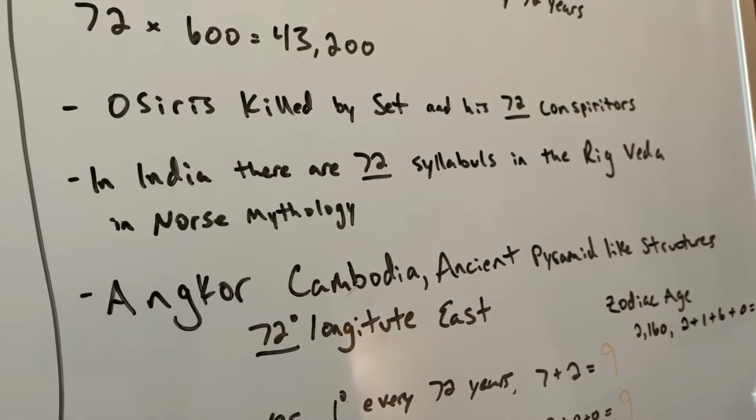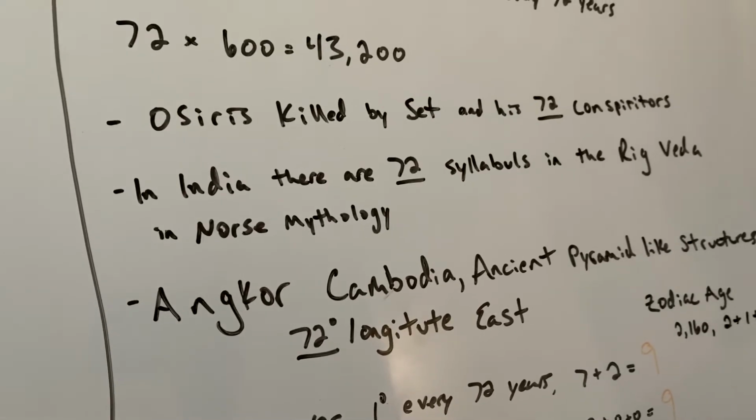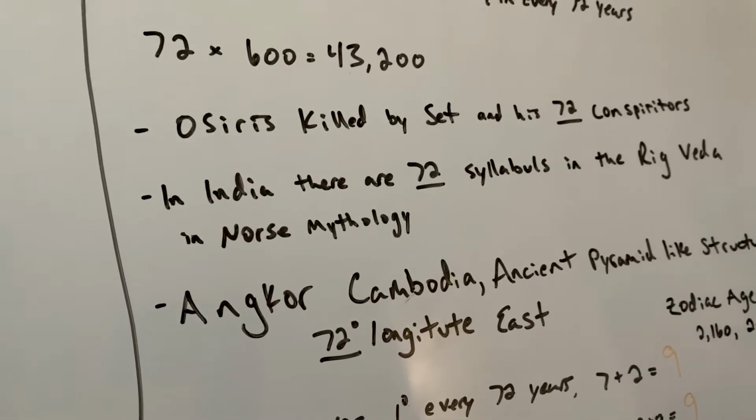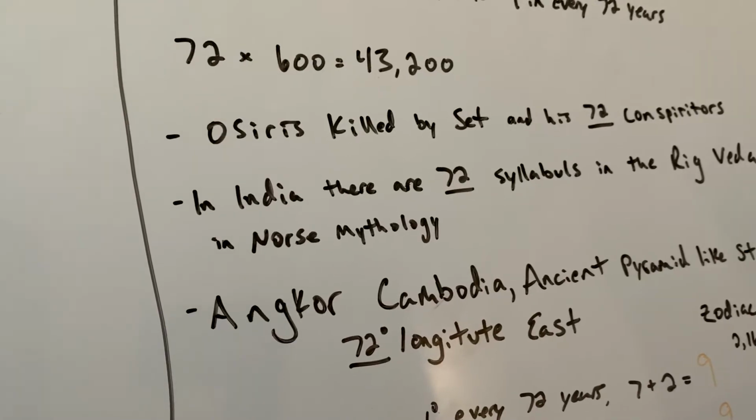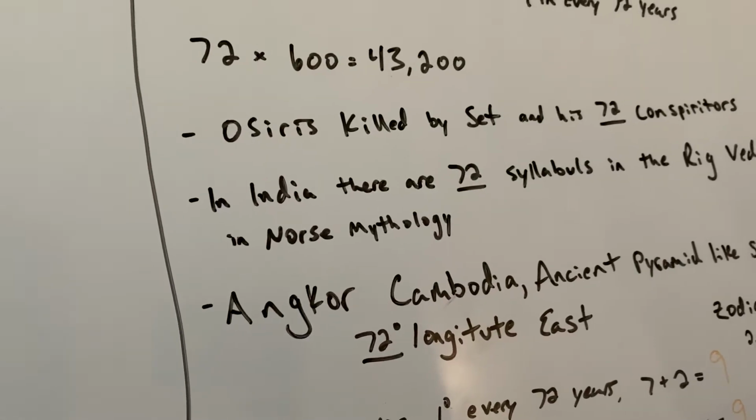Now, this is why I got so interested in the Great Pyramid and went down a rabbit hole, because all of these numbers correlating like this together in different parts are not by accident.